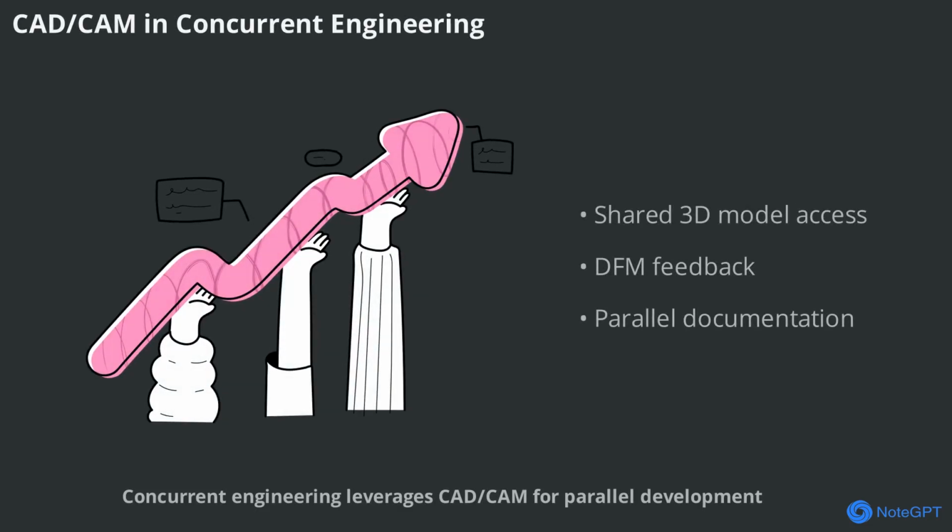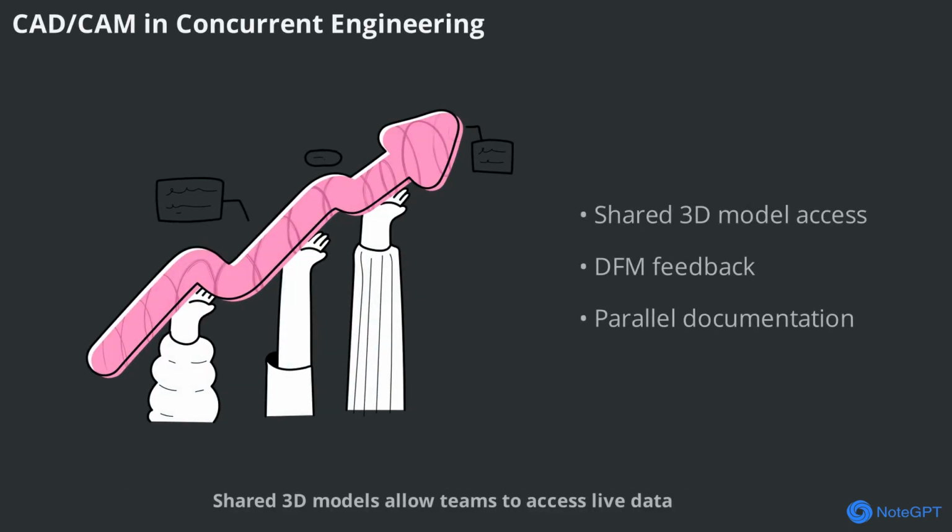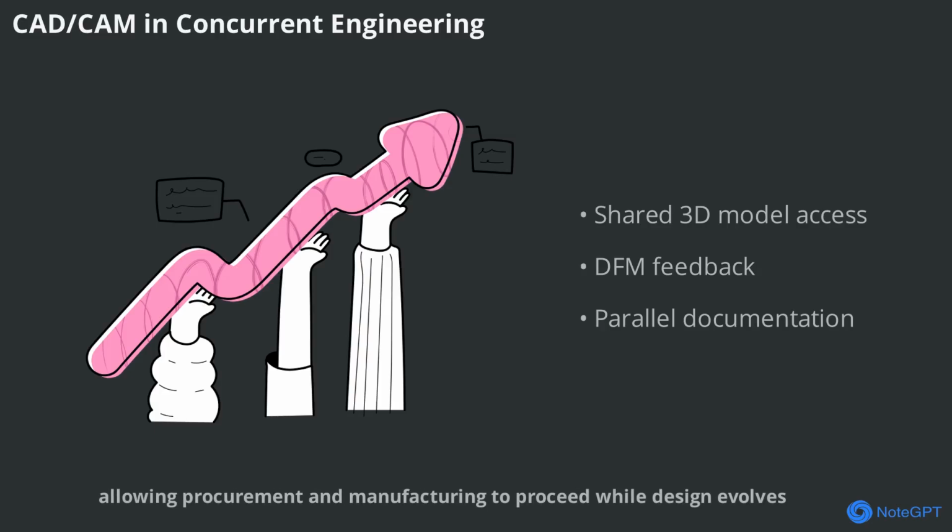Current engineering leverages CAD CAM for parallel development. Shared 3D models allow teams to access live data, enabling immediate updates and feedback. Design for manufacturability (DFM) ensures manufacturability early in the process. Parallel documentation compresses timelines, allowing procurement and manufacturing to proceed while design evolves. This approach increases efficiency and reduces time to market.